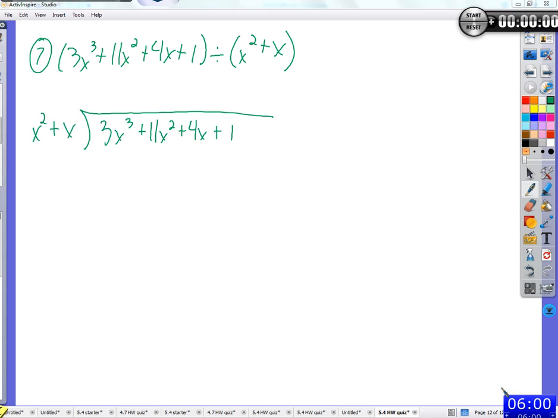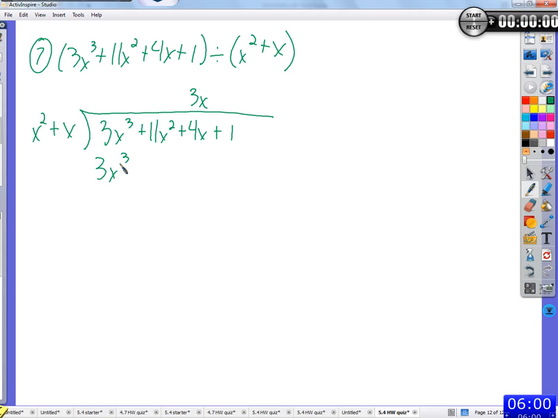Let's work together and make some sense of this remainder thing. All right? What's going to be our first term that we're going to write up here? 3x. Why 3x? I like to put the x's right above each other. How come we write 3x? Oh, because 3x times x squared is 3x cubed, exactly like we need it to be.